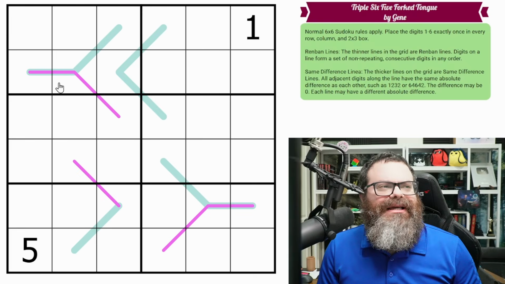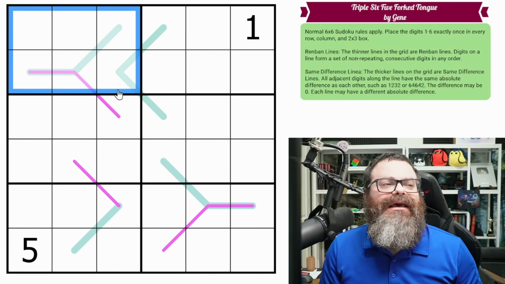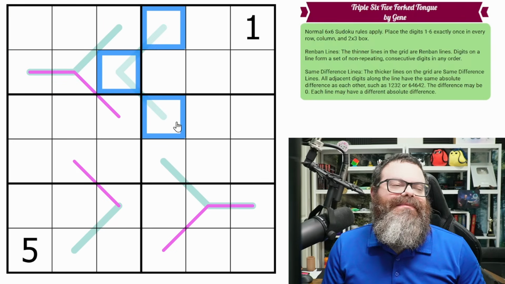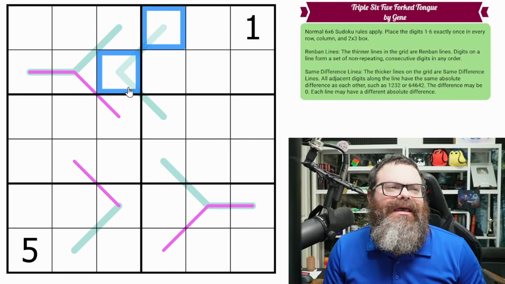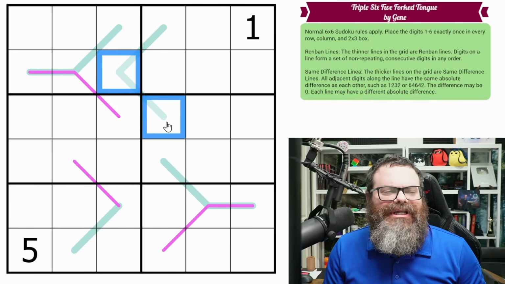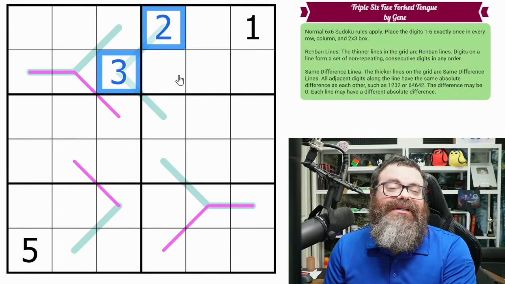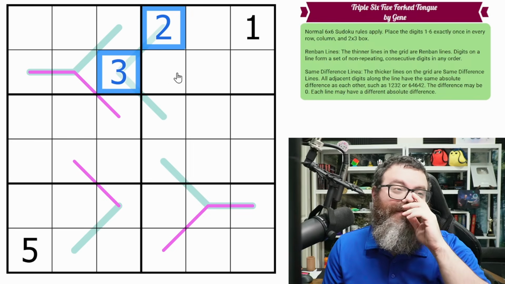So we have normal 6x6 Sudoku rules. That means in each row, each column, and each 2x3 box, we are placing the digits 1 to 6 exactly once each. We have same difference lines, just like all week. The way they work is adjacent digits on the line have to have the same difference as all other adjacent digits on the same line. So if this was 2, 3, these have a difference of 1. Just take the bigger minus the smaller always. We're always staying positive, absolute value of the difference.